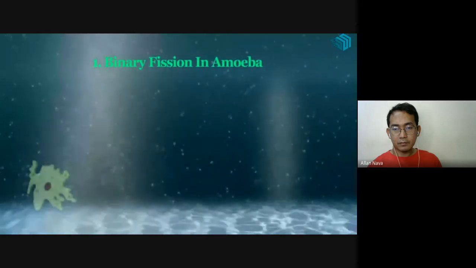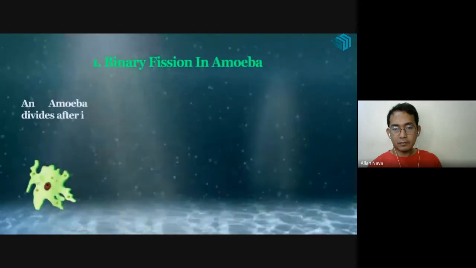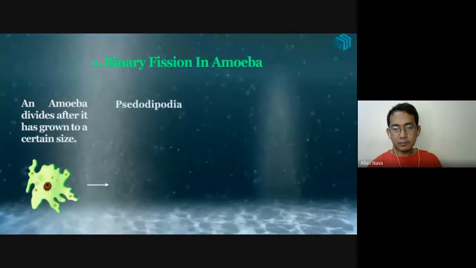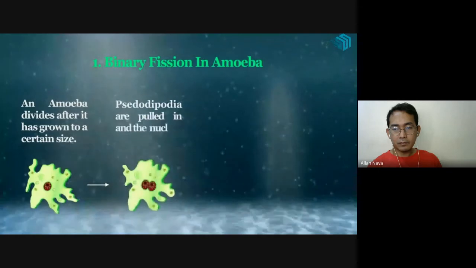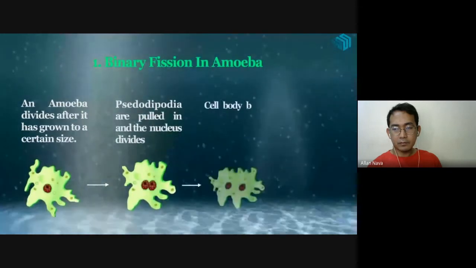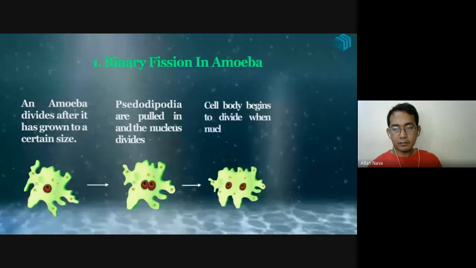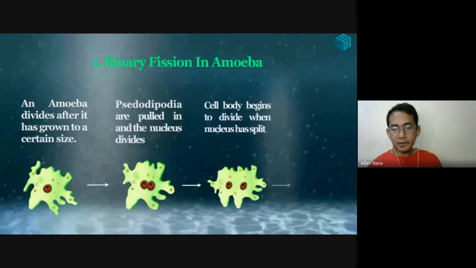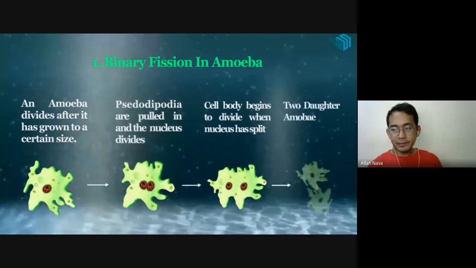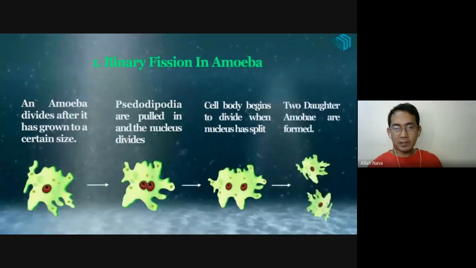Amoeba divides after it has grown to a certain size. The pseudopodia are pulled in and the nucleus divides. The cell body begins to divide when the nucleus has split. Can you see that? Two daughter amoebae are formed. Yeah, that's how it's divided.